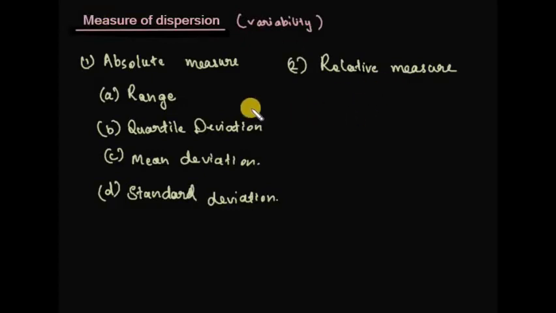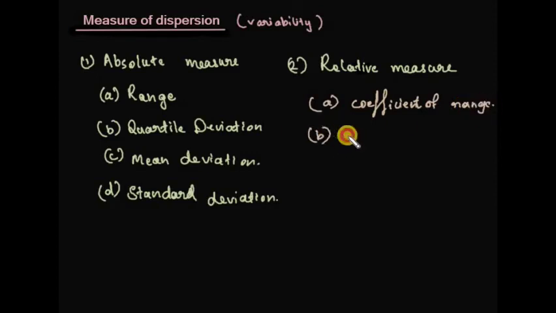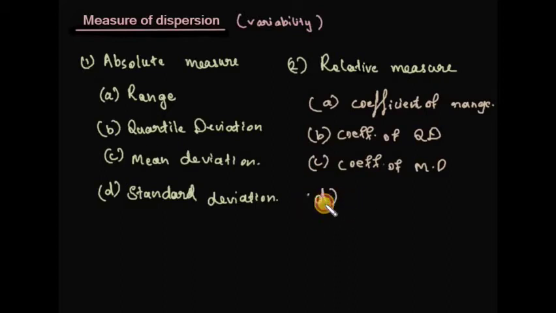And relative measures are all coefficients. First, coefficient of range, coefficient of quartile deviation, third, coefficient of mean deviation, and coefficient of variation.